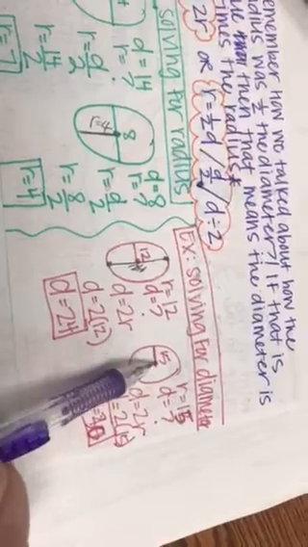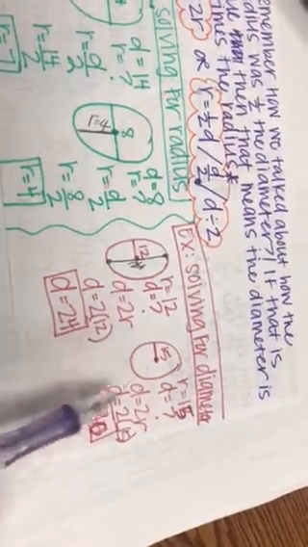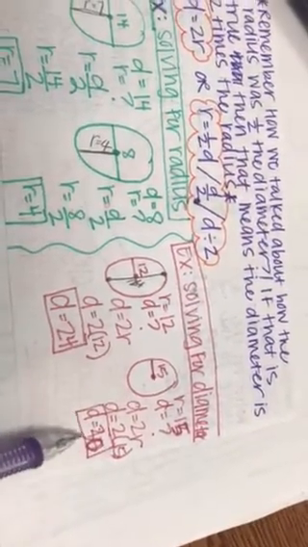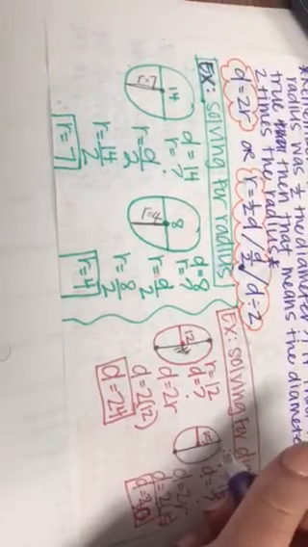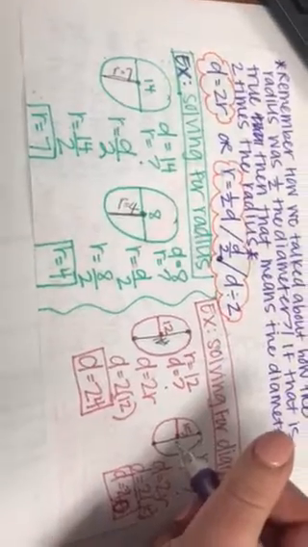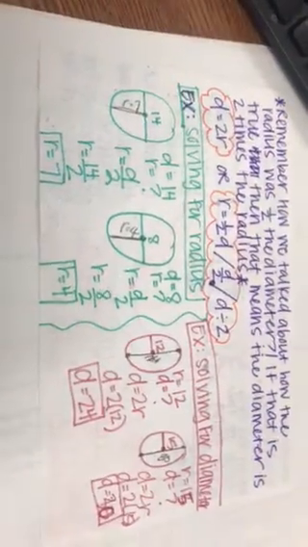Then we have another example. The radius that they give us is 15. So if I do 2 times 15, you get 30, meaning the whole length from one point of the circle to the other, going through the center, is 30. Easy as that.